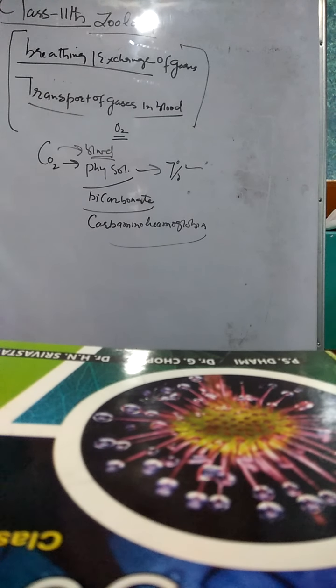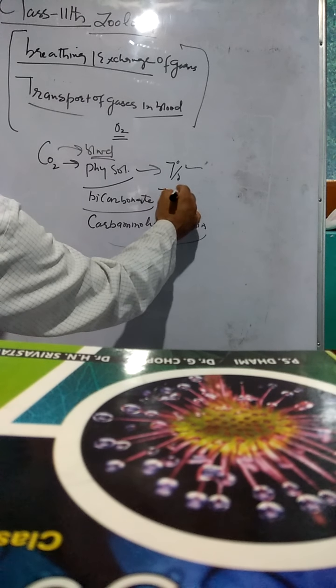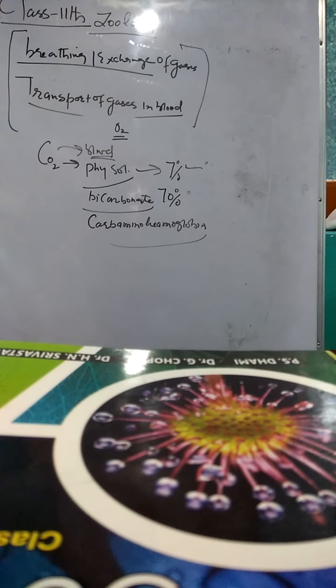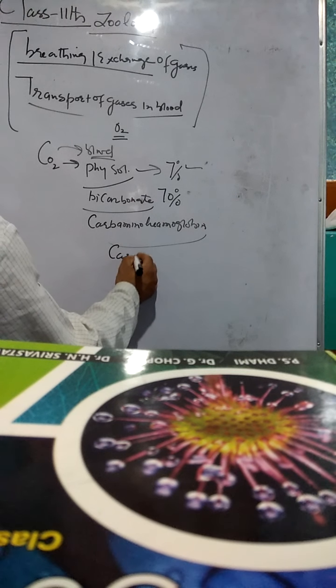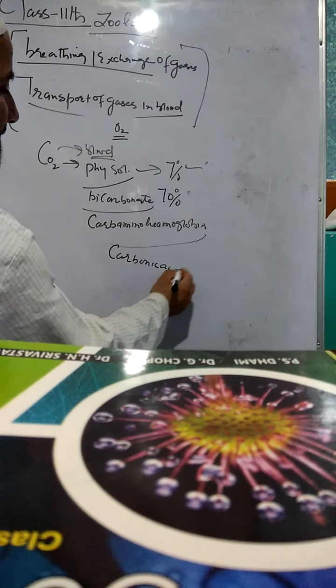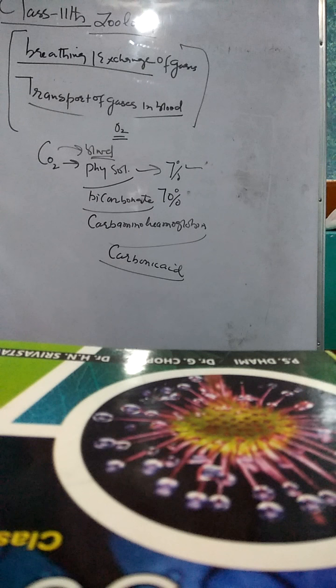So far as the bicarbonate ions are concerned, about 70% of carbon dioxide is carried as bicarbonate. As the carbon dioxide is dissolved in the plasma and into the red blood corpuscles, the carbon dioxide combines with water to form carbonic acid. When carbon dioxide dissolves in water, the reaction is catalyzed by the zinc-containing enzyme carbonic anhydrase.